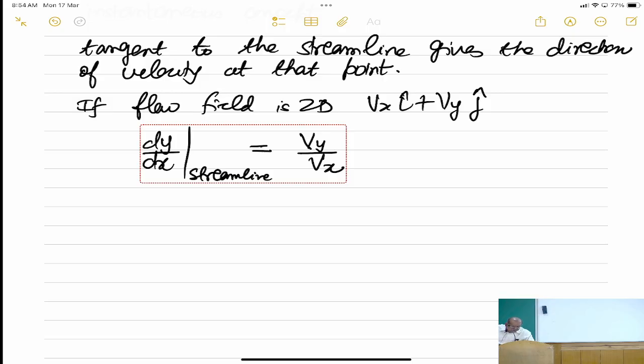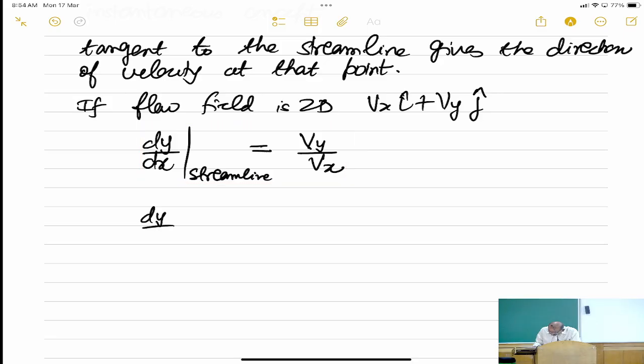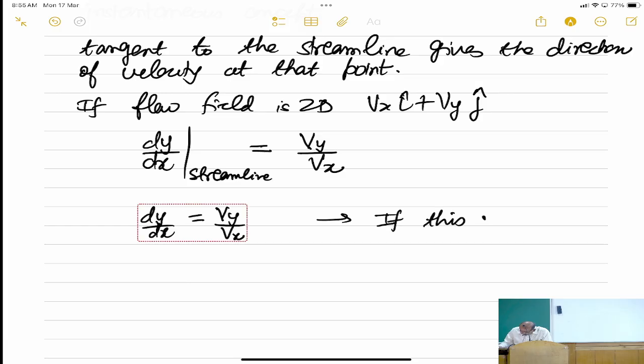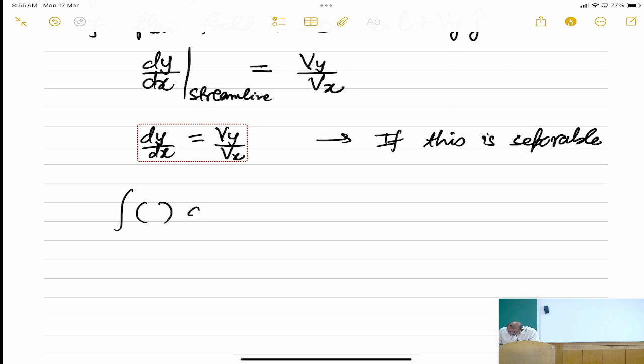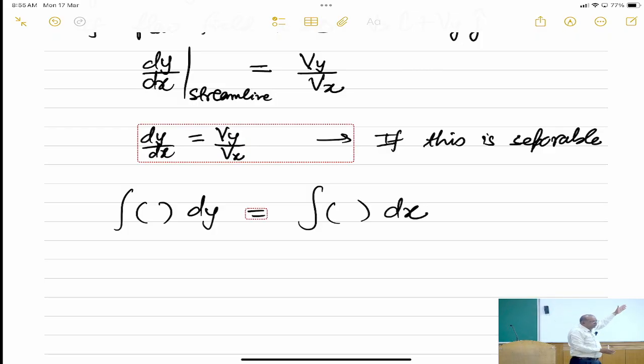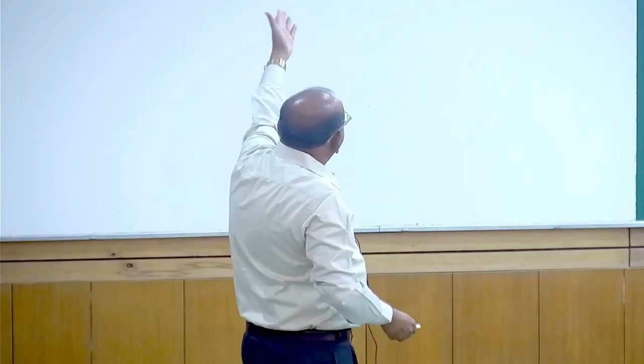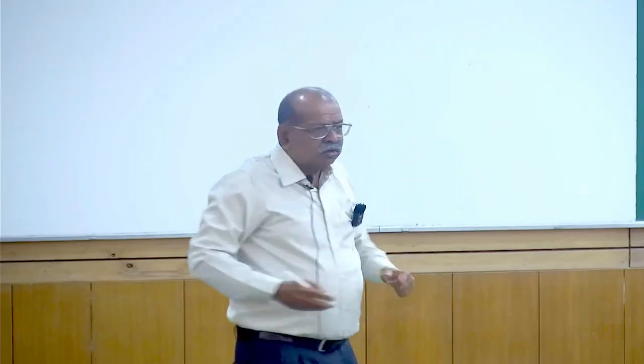Here now when we have this, if Vy and Vx are such that x and y can be separated easily, then this can be written in the form of some quantity dy equal to some quantity dx, where on the left-hand side you keep only y's, and on the right-hand side there will be only x's. This is the form the equation will take.